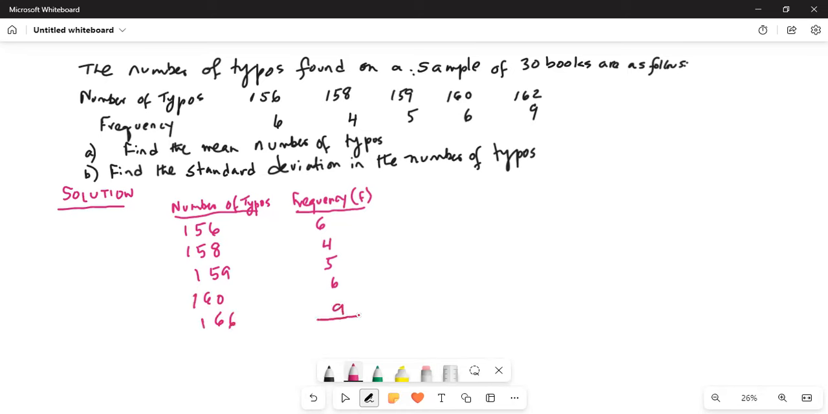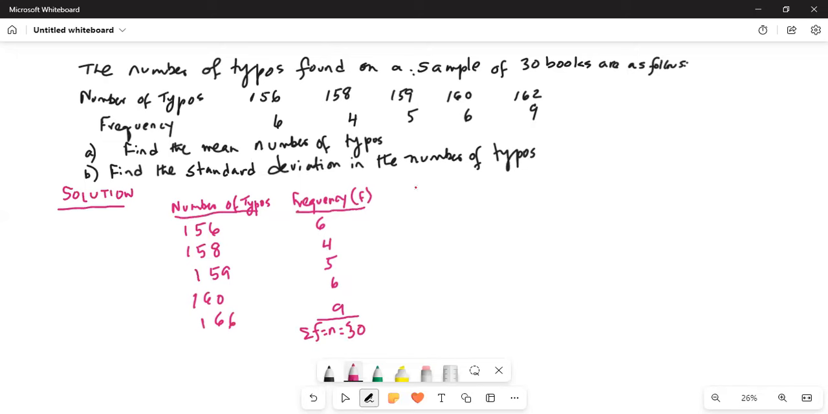So if I add up all the frequencies, the sum of the frequency, which is also equal to n, the sample size, going from the top: 6 plus 4 is 10, 10 plus 5 is 15, plus 6 is 21, plus 9 is 30. So as they said, there are 30 books.